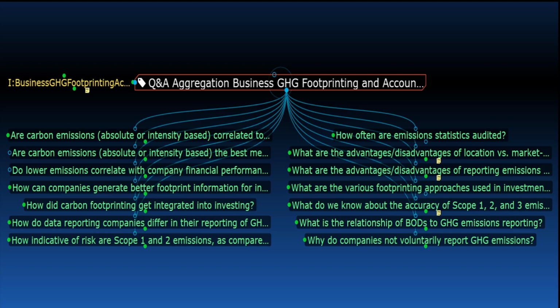Now, coming back to a customized briefing, this is a company that came to us that is actively involved in the investment space and in making recommendations on stocks and bonds and low carbon investments, et cetera. And they came to us with a whole series of questions, including, are carbon emissions, whether absolute or intensity-based, correlated with risk? Do lower emissions correlate with company financial performance? How did carbon footprinting get integrated into investing? How indicative of risk are Scope 1 and 2 emissions? What do we know about the accuracy of Scope 1, 2, and 3 emissions?